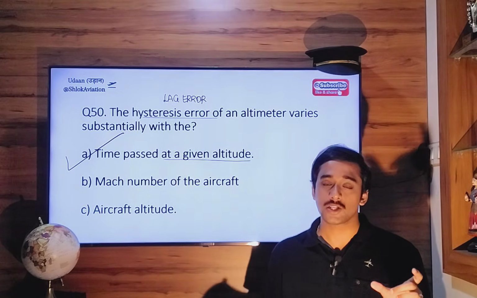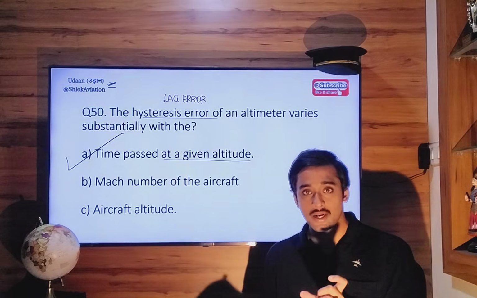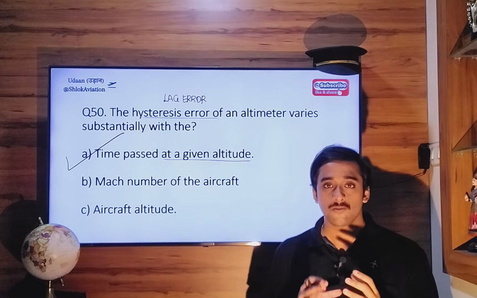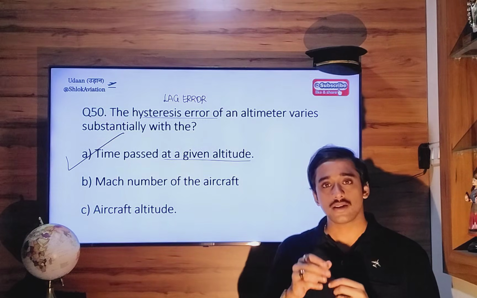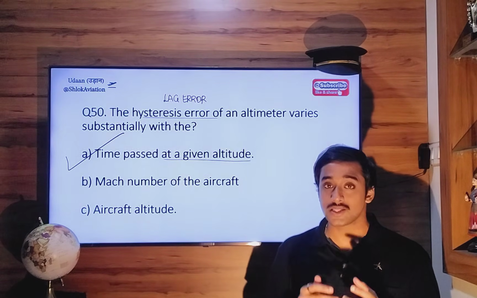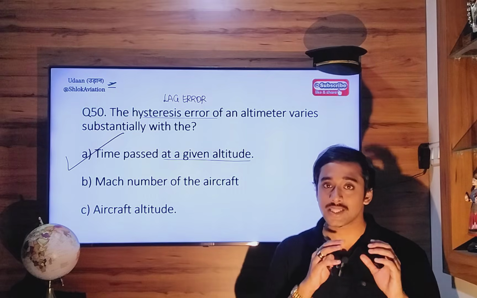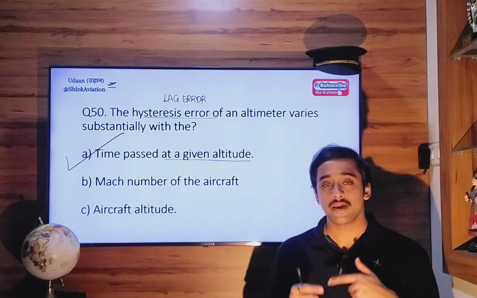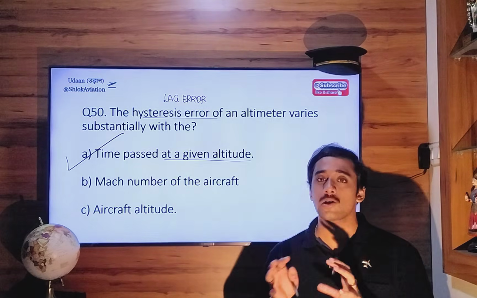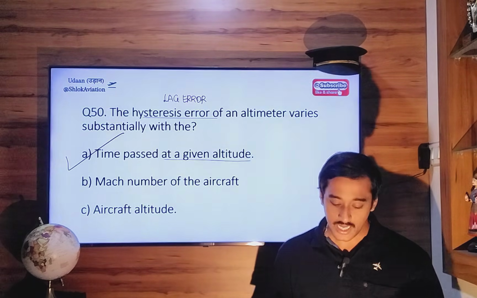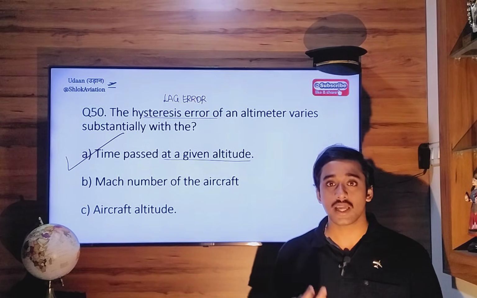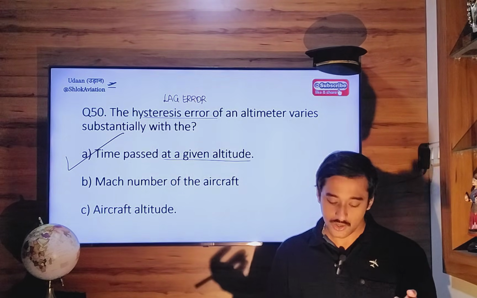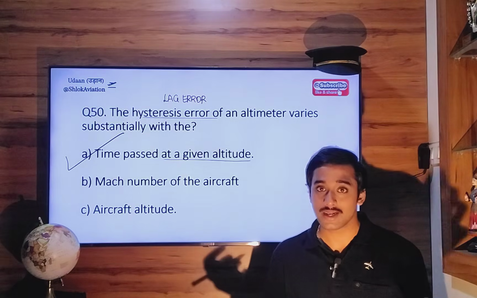And these changes in pressure will be translated into corresponding vertical distances like altitude, height, pressure altitude, whatever, after a lag of 2 to 3 seconds. So instead of instantaneous, quick indications from the altimeter, we get the right indications after a lag of a few seconds. That is hysteresis error, which is basically lag error or inertia. So time passed at a given altitude increases this error.